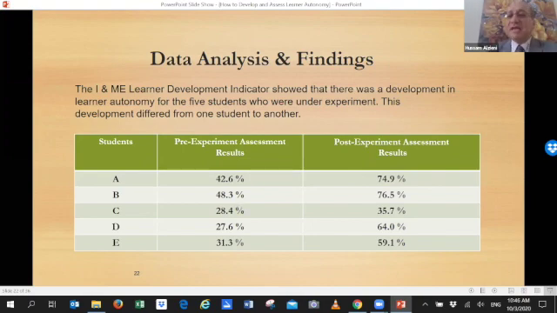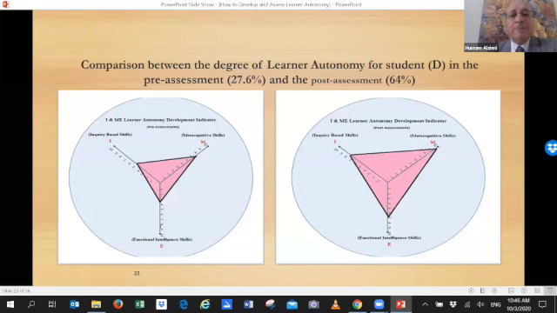At the end of a semester, a student can achieve something great, while another does not, even though they started at the same level or language level. For example, one student started with 28.4% and reached 35%. Yes, there was an improvement, but not such a big one. This is an example for student D, who started at 27.6% and reached 64%. And the size of the triangle here is smaller than the size of the triangle there. I know that it's not a 100% accurate measurement of autonomy, but as I said, it's just an indicator of the level of development that the student has achieved.